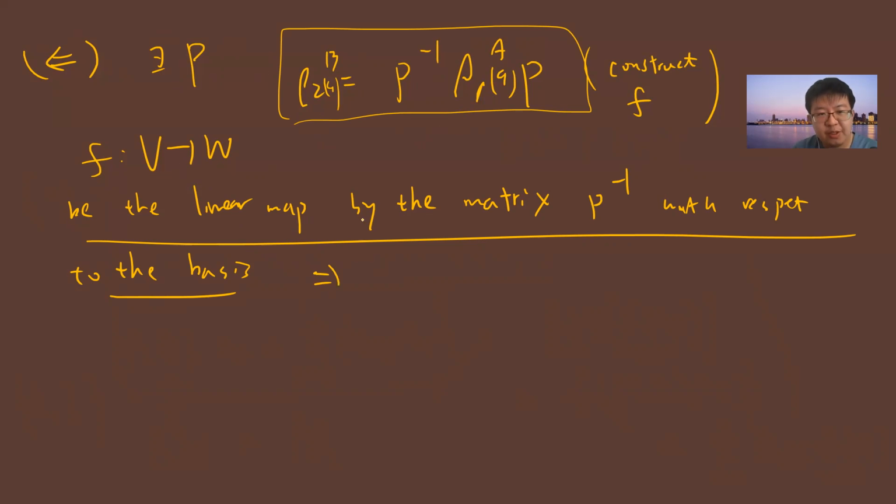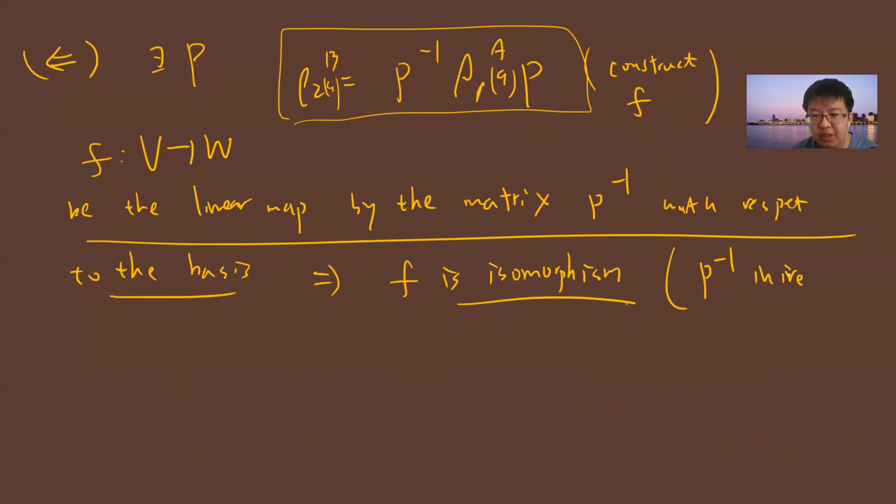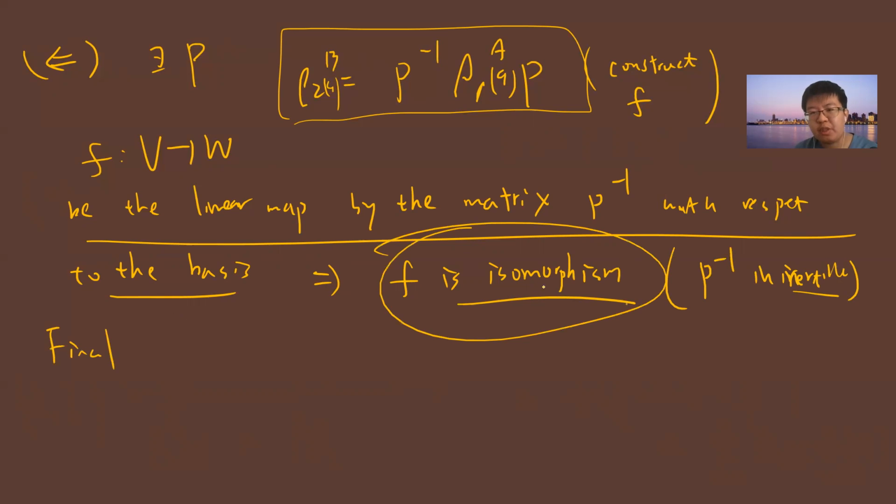Then by linear algebra, you know that this f is an isomorphism because you just change your basis, and the reason is that P inverse is invertible. Linear algebra tells you that if you have a matrix which is invertible, it must be an isomorphism. So there's nothing difficult in proving that f is an isomorphism. The only thing you need to show is that f is G-linear.